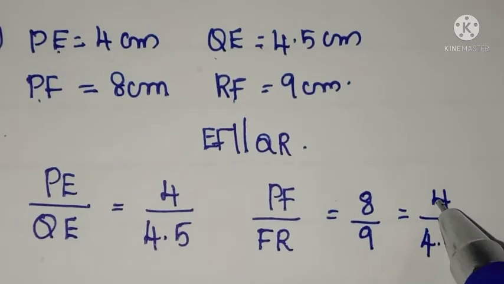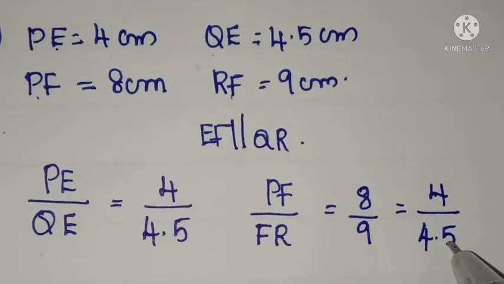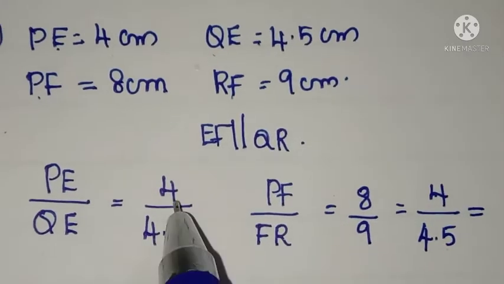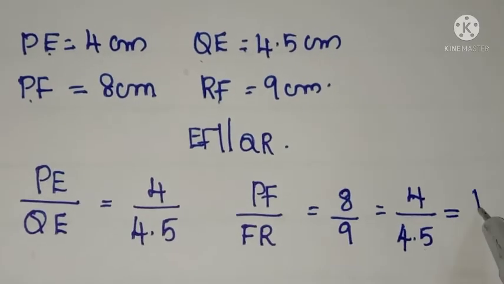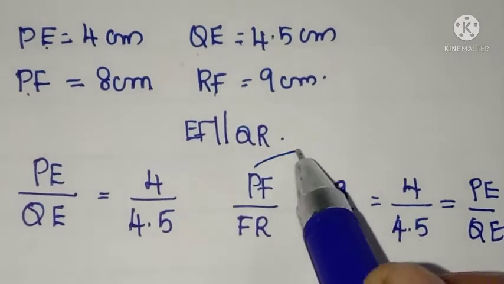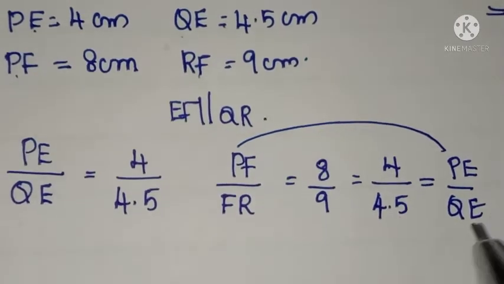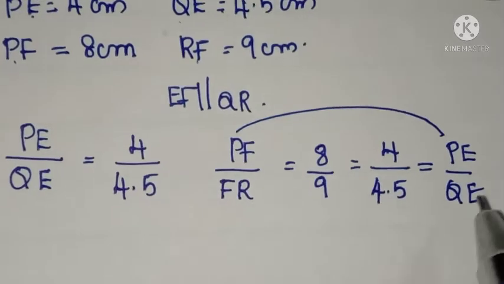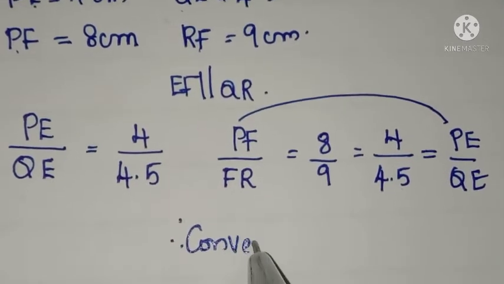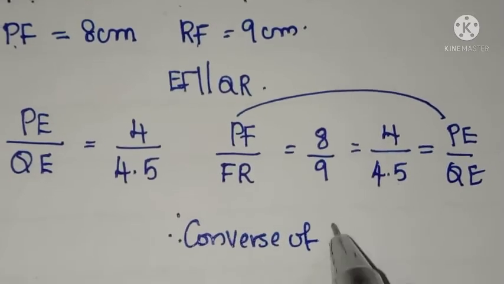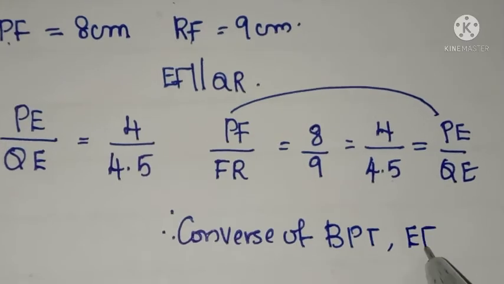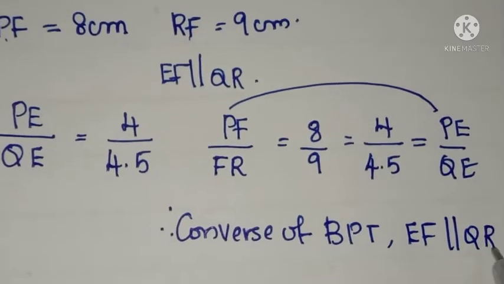8 by 9 is same as 4 by 4.5. 4 into 2 gives 8. 4.5 into 2 gives 9. So 4 by 4.5 is the same as the ratio PE by QE. So PF by FR is equal to PE by QE. The ratios are equal and therefore by converse of basic proportionality theorem, the lines EF and QR are parallel to each other.